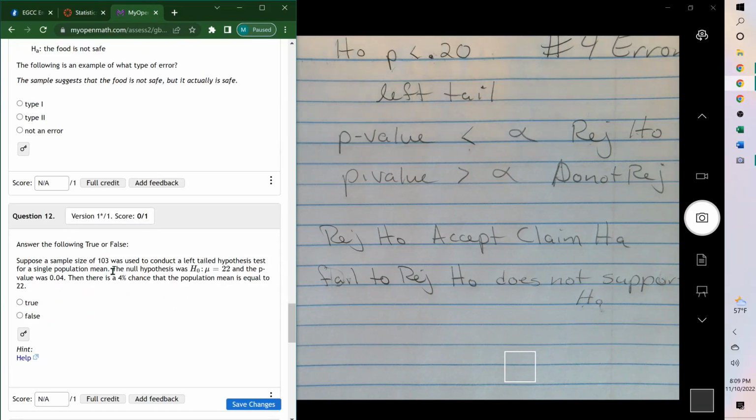Suppose a sample size of 103 was used to conduct a left-tailed hypothesis test for a single population mean. The null hypothesis is that the mean is equal to some value, and the p-value is 0.04. Then there is a 4% chance that the population mean is equal to that value.